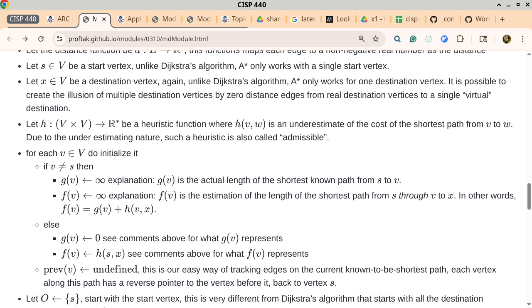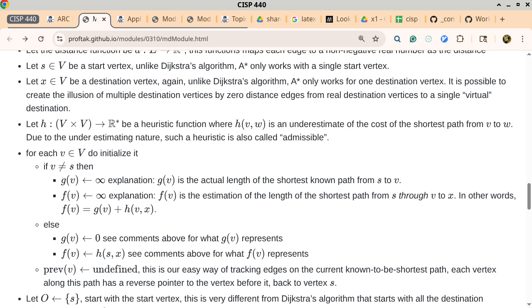So that is the tricky part, okay? Because to explain that, consider S as our starting point and then X as our destination. And now you have some random vertex V somewhere in the graph, okay? The G value is measuring the actual length of the shortest known path from S to V. That is G of V.